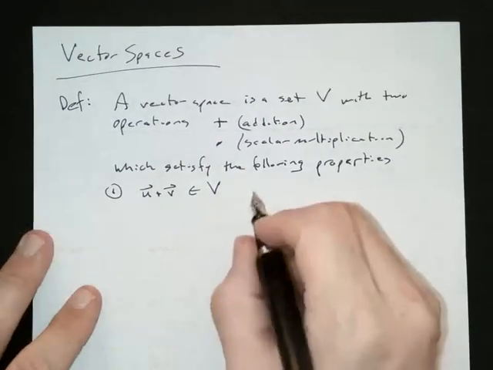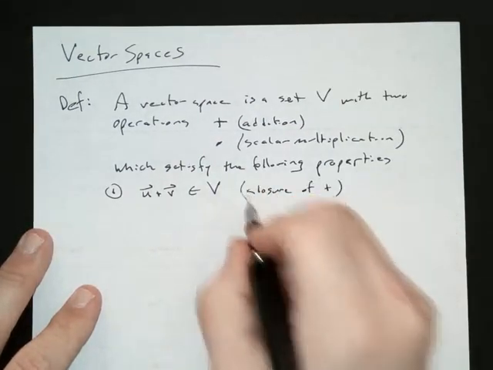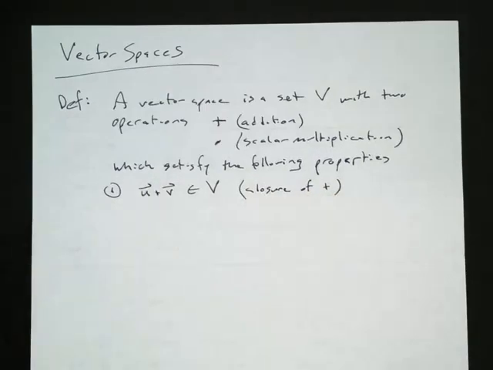We refer to this as closure of the operation of addition. So when you add two vectors, you stay with the same kind of thing. Notice this doesn't work for all sets. What happens if you add two odd numbers? I don't get an odd number, I'm not in the same set. So the set I choose matters.